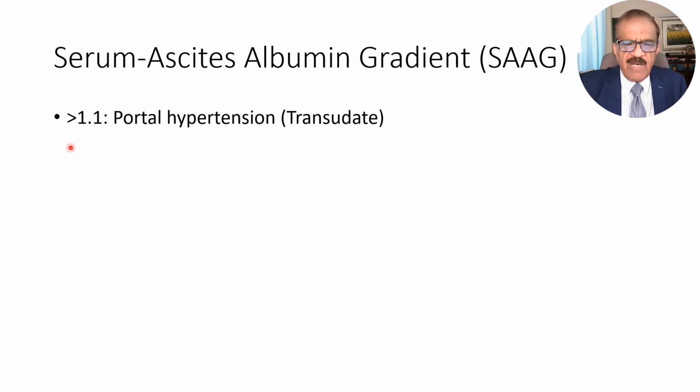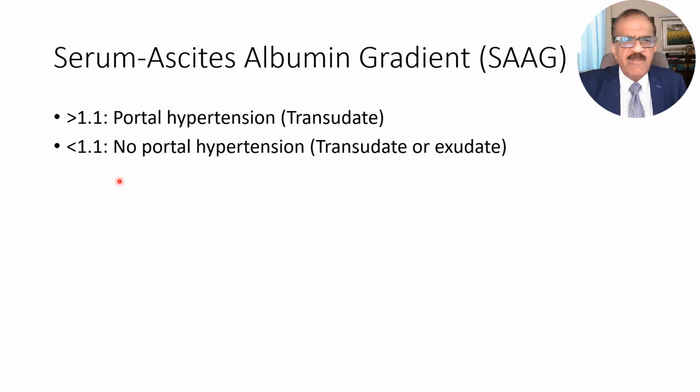So if the difference, the gradient, is more than 1.1, this would be portal hypertension. So this would be a transudate and it will be portal hypertension. Sometimes even if a patient has cirrhosis, there may not be significant portal hypertension, yet there is ascites. So we don't know if there is another cause. So this concept will be helpful. If this ratio, not ratio actually, the difference, the gradient is less than 1.1, that means there is no portal hypertension.